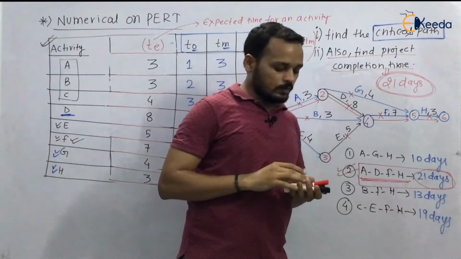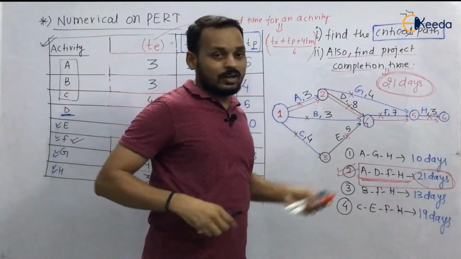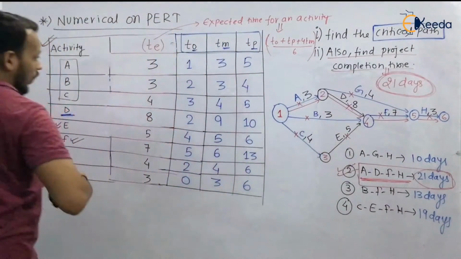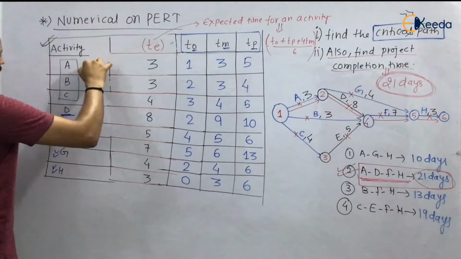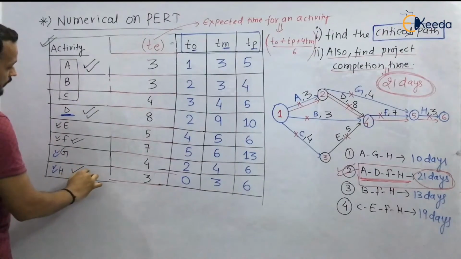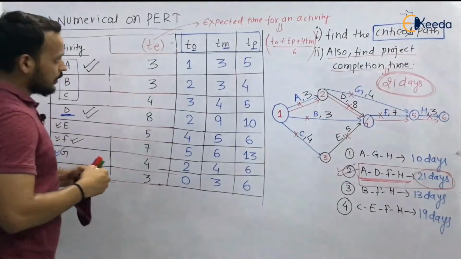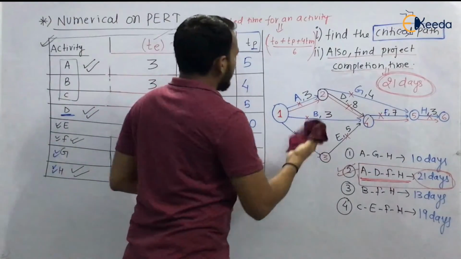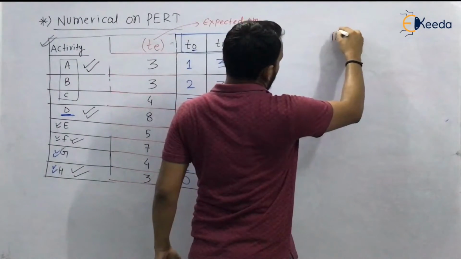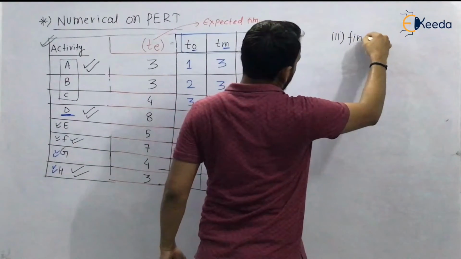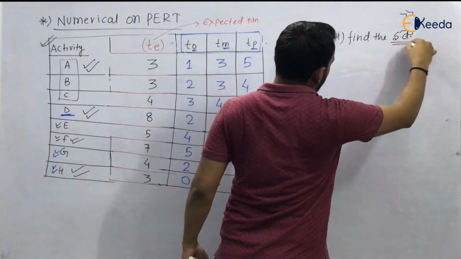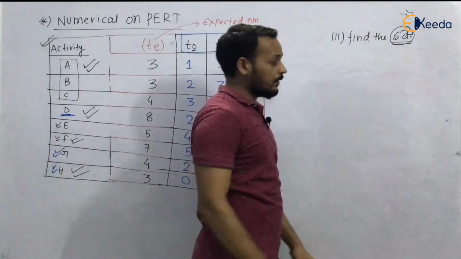Okay, so these are the two questions. The third one, I'm writing the third question. I'm just marking the critical activities A, D, F and H in the network diagram and I am rubbing these things. The third part is asking to find the SD. SD stands for standard deviation.